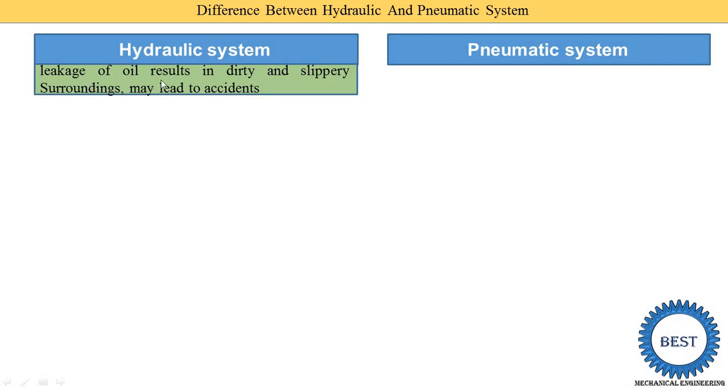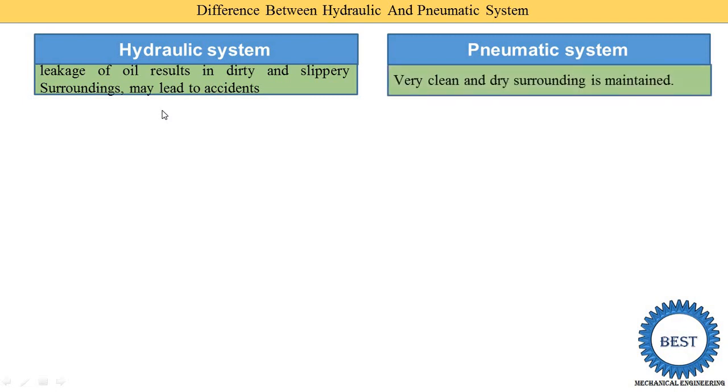The next point is that leakage of oil results in a dirty and slippery surrounding and may lead to accidents. Suppose the oil leaks from some component and comes onto the floor of the industry or the ground floor. Oil is generally slippery, and if some person puts a foot on this oil, there are chances of accidents. In a pneumatic system there is very little chance of accidents due to leakage because the air is very clean and a dry surrounding is maintained.